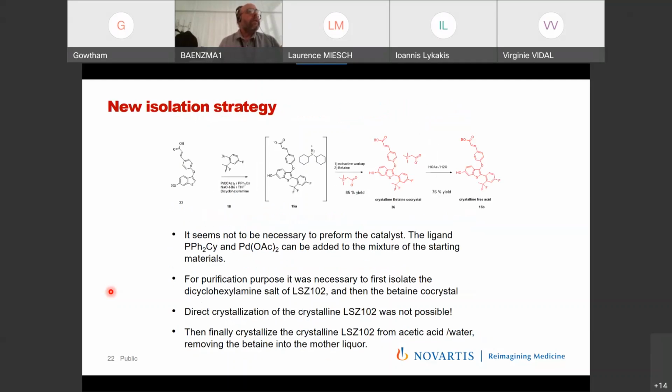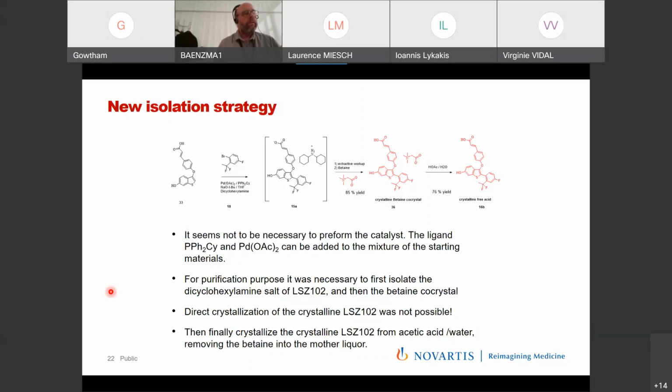And the new isolation strategy, because we had this with the monosodium salt, we had a very bad filtration and very long filtration time, was as follows. So still doing the CH activation of this compound 33 with the bromoaromatic, palladium acetate, the same conditions with sodium tert-butoxide. Then doing first dicyclohexylamine salt formation. This filtered very well, removed a lot of impurities.